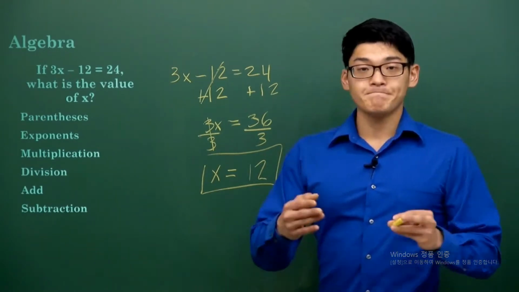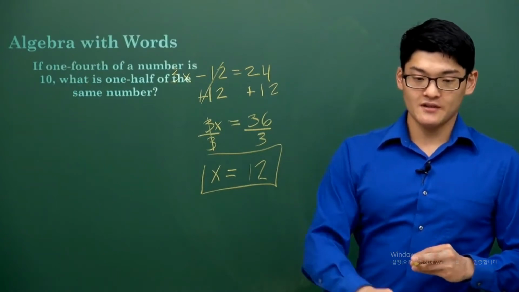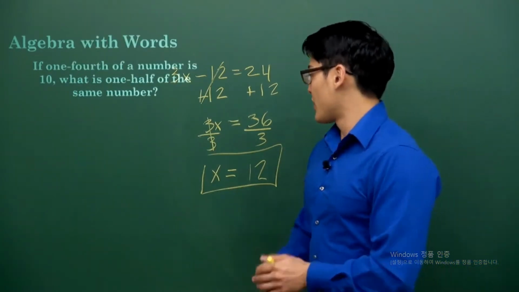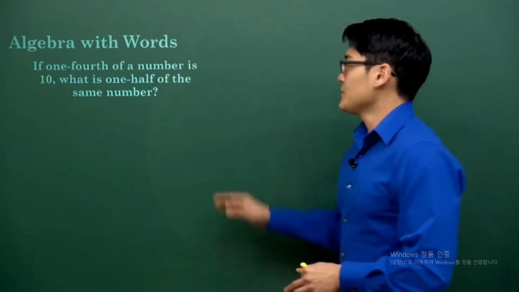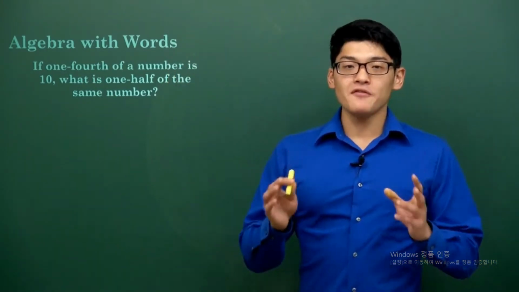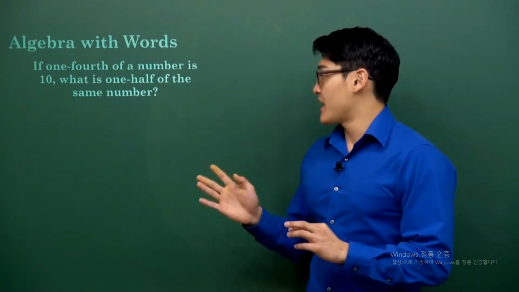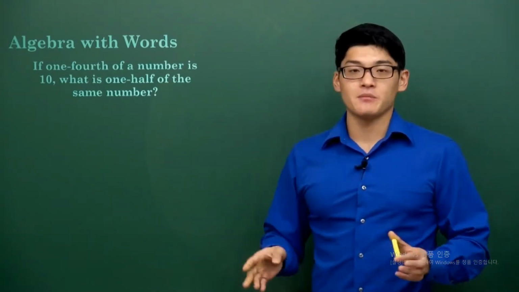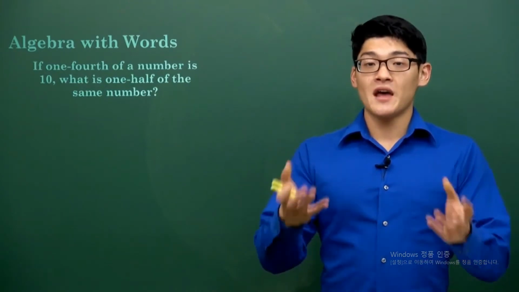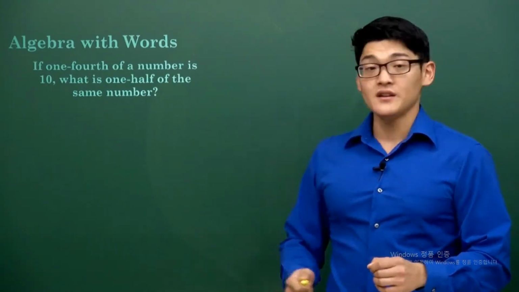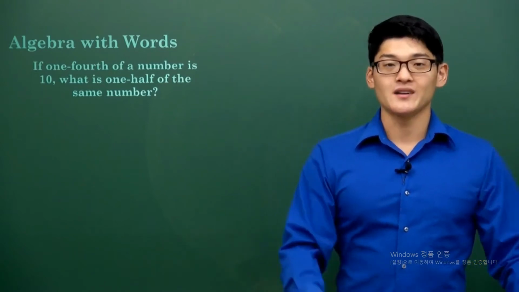Okay, so let's go ahead and move on to the next topic. So algebra with words. What does this mean? Well, let's go ahead and read it. If 1/4 of a number is 10, what is 1/2 of the same number? So I'm going to give you some time to try and work it out yourself. Go ahead and pause the video and try and get the answer. Go ahead.